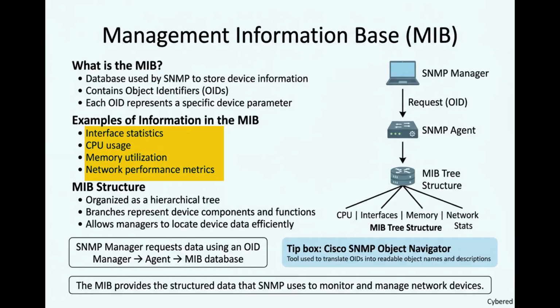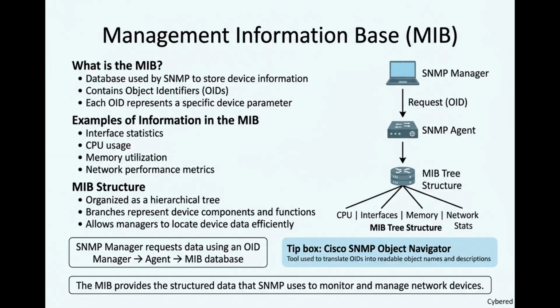When an SNMP manager needs to retrieve or modify information on a device, it references the appropriate OID in the MIB. The MIB is structured as a hierarchical tree with multiple branches and sub-branches representing different device components and functions. This structure allows the SNMP manager to locate specific information about the device efficiently.